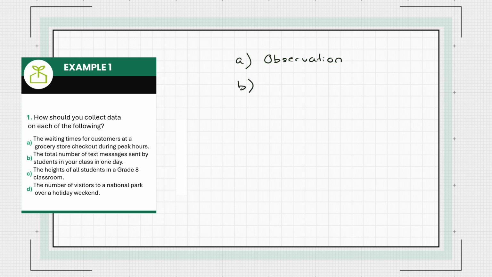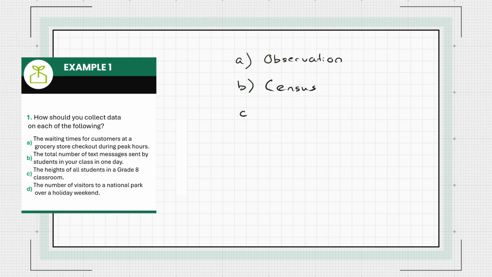Alright, for B, the total number of text messages sent by students in your class in one day. Now, the total number of text messages sent by students in your class might be quite low for the day. It might be anywhere from 1 to 5 to 20, but again, each one of them will record this separately, and I only have to ask all the students in my class, and my class may only be a size of 12 to 20 or maybe even 30 people. So it's manageable enough for me to collect data from every single one of them, and for this reason we would use a census. A census collects data from every single person within the set of people.